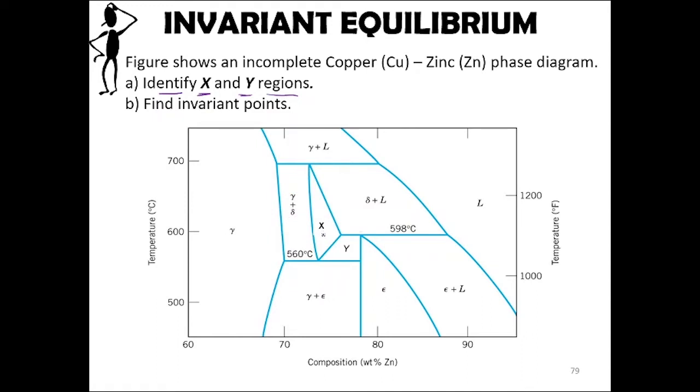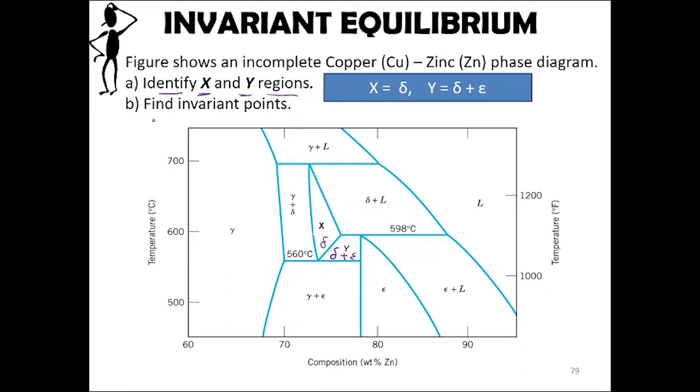So at point X we will only have delta phase. It is because gamma is already over here and also over here. It means that at X only delta can exist. You need to remember that at an invariant equilibrium point, the three phases coexist. It means that a single phase changes into two phases, or two phases change into one phase. So at Y, we will have delta plus epsilon phase.